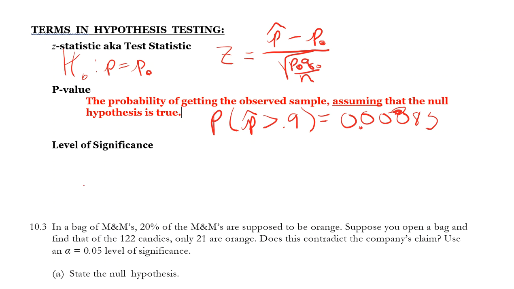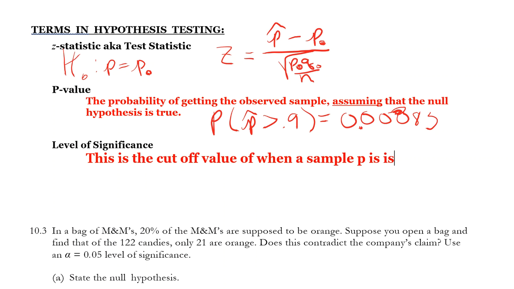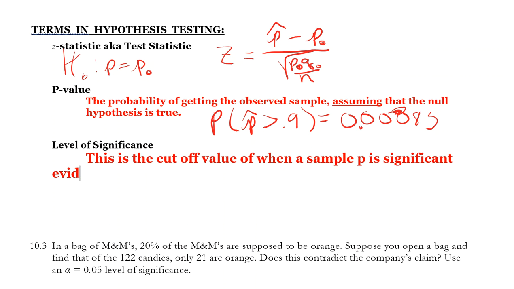Okay, now for the more complicated one. The level of significance is something totally weird, and until I bring it up, it doesn't make a whole lot of sense. So, this is going to be the cutoff value of when a sample P is significant evidence against the null hypothesis. I keep missing one letter in "against." Can't do it all.